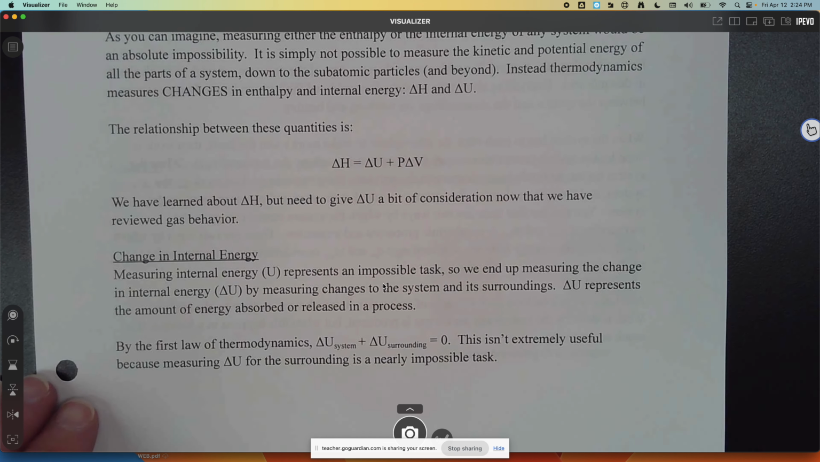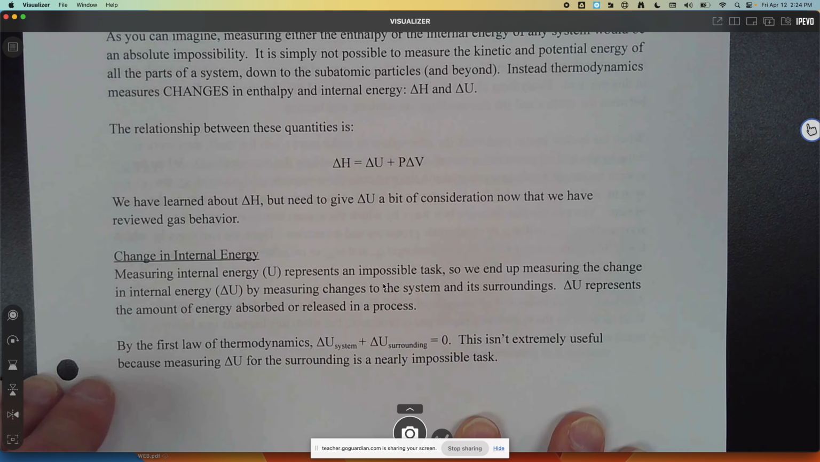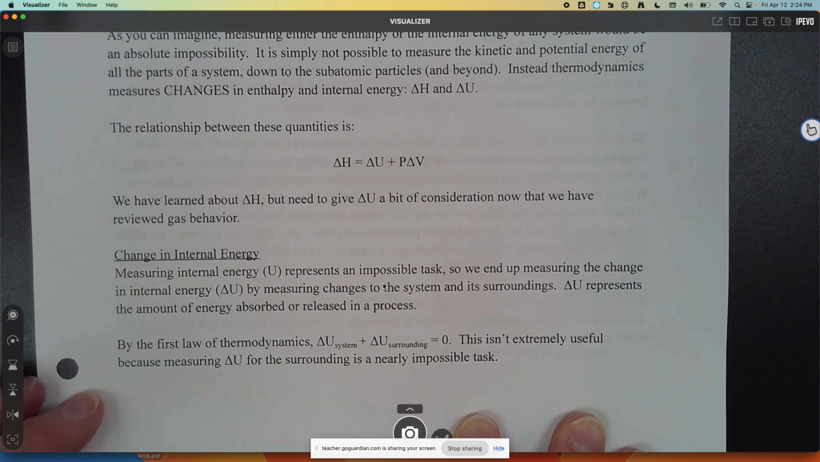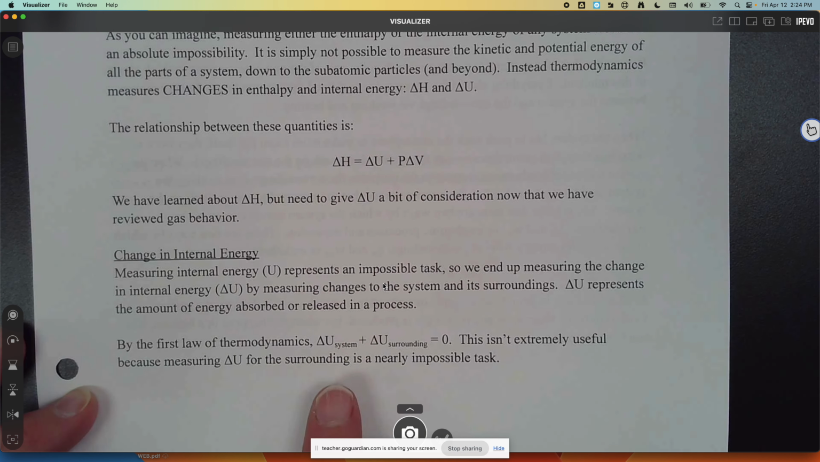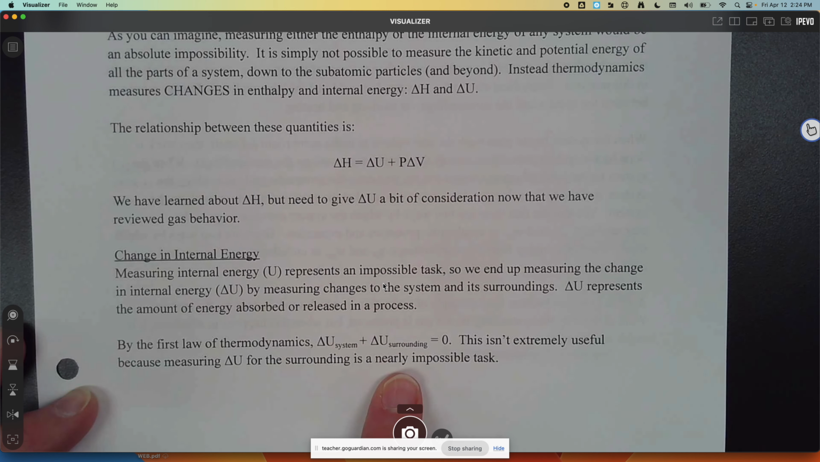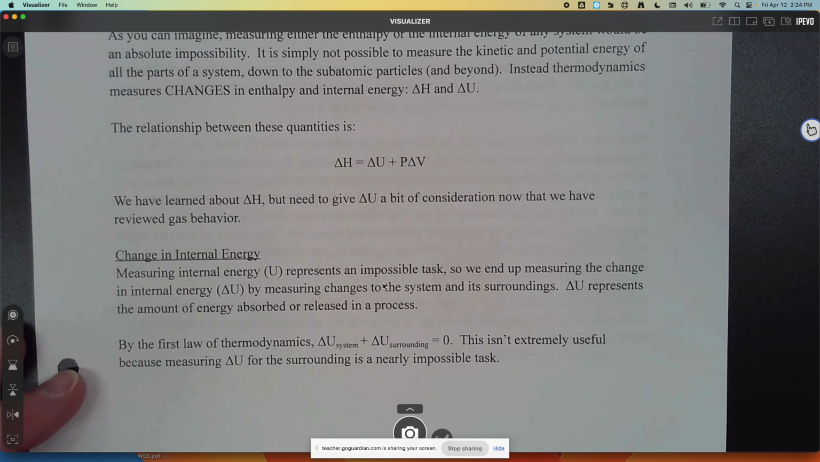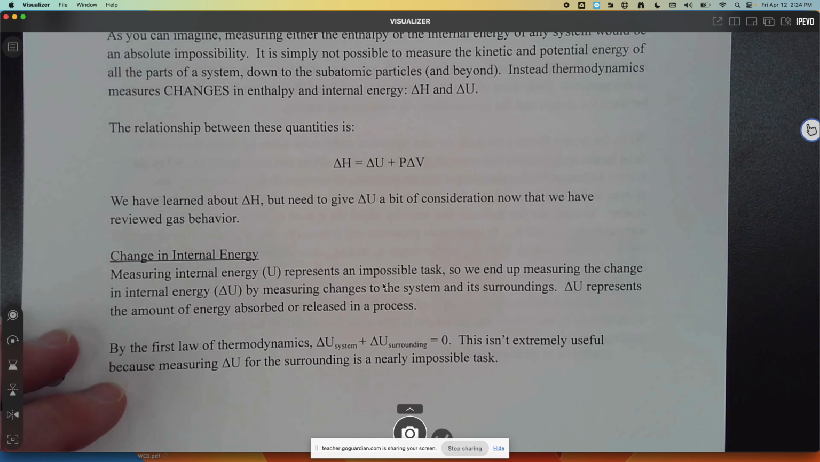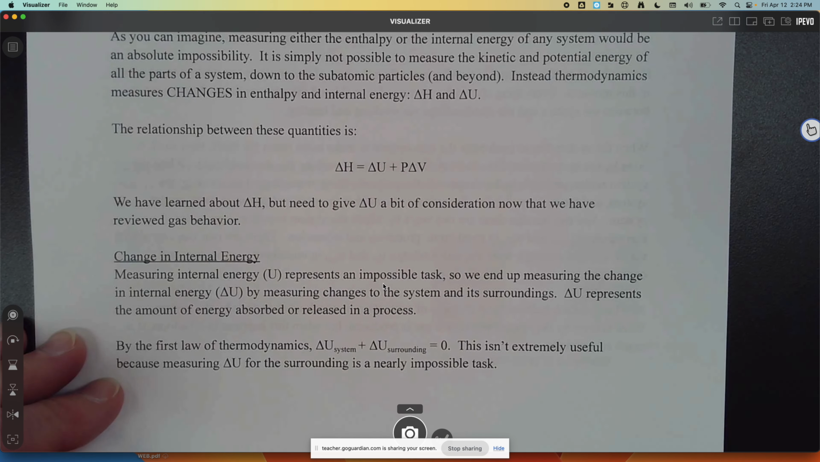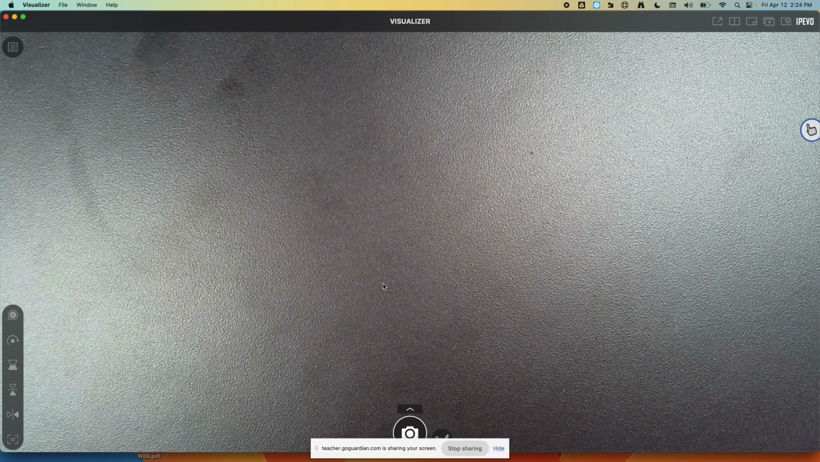Changes in internal energy are actually a result of two different processes, heating and working. By the first law of thermodynamics, delta U of the system and delta U of the surroundings has to be zero. It's the conservation of energy idea. But it doesn't really prove to be very useful because measuring delta U for the surroundings is an impossible task. So this isn't a remarkably useful version of law of conservation of energy.